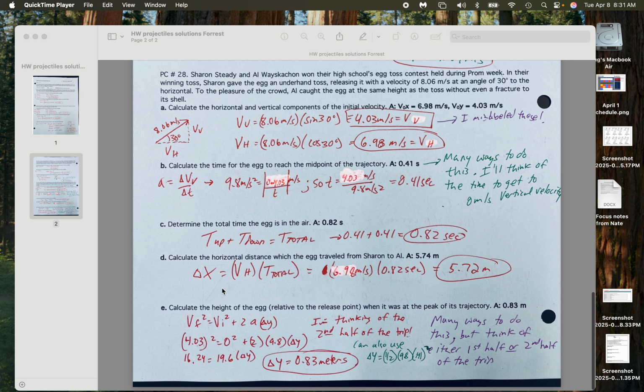It says calculate the height of the egg when it's at its peak trajectory. So at this point, I know that the time to get there is 0.41 seconds. I could use other ways to do this. I could use delta y equals 1/2 a t squared and figure that out. Or I could think of either the time up or the time down to figure it this way. But either way, you've got to use an equation with acceleration because that's what's acting vertically, and we're talking about a vertical height. Hopefully these help.